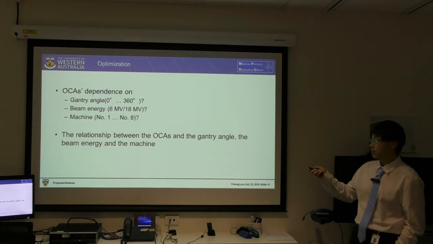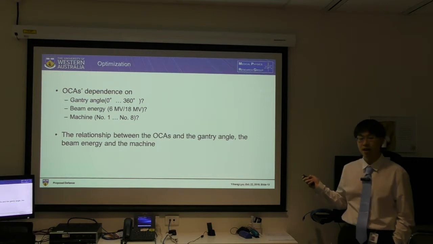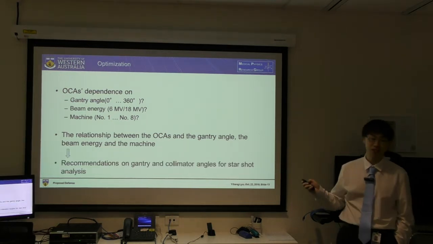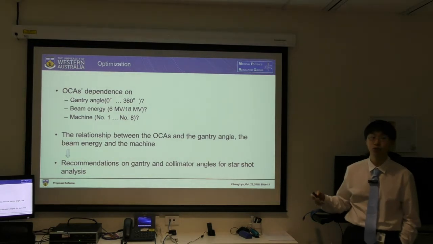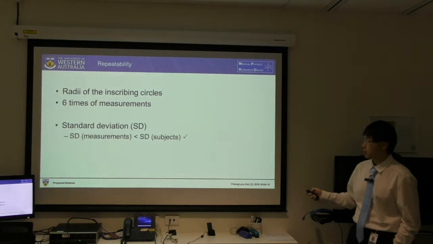With this dependence, I can find the relationship between the OCA and the gantry angle, the beam energy, and the Linac, and that will give us recommendations on gantry and collimator angles to choose to perform the star-shot test. I'm going to skip this now.